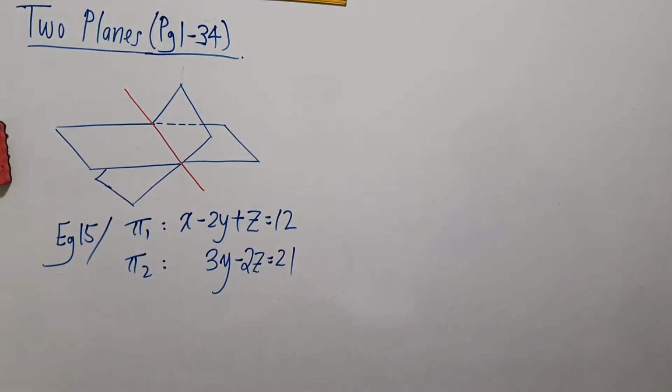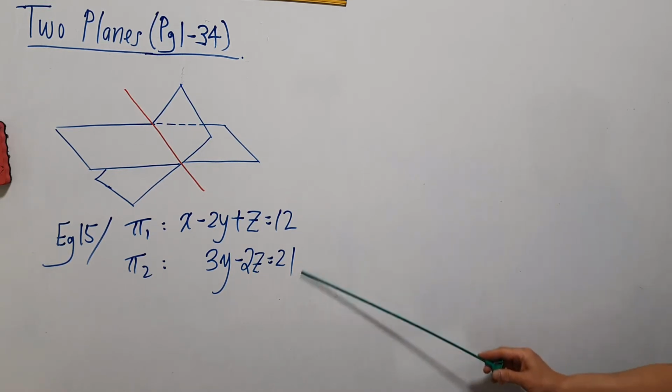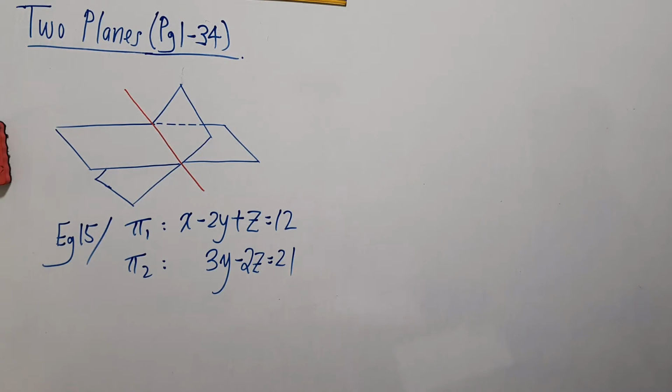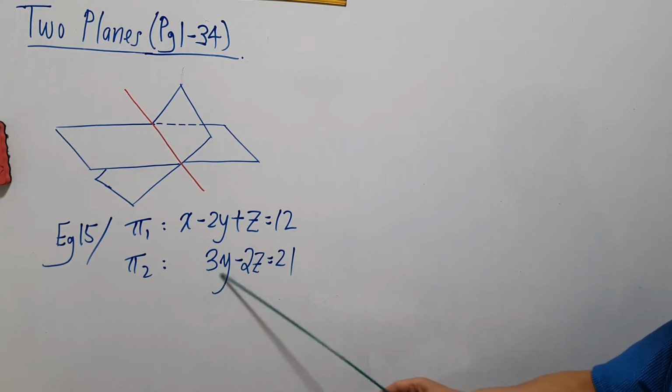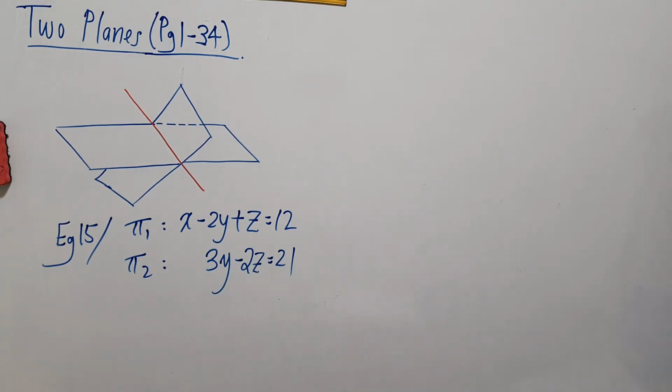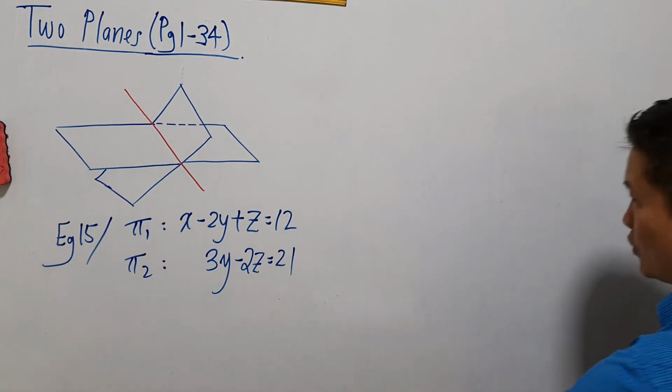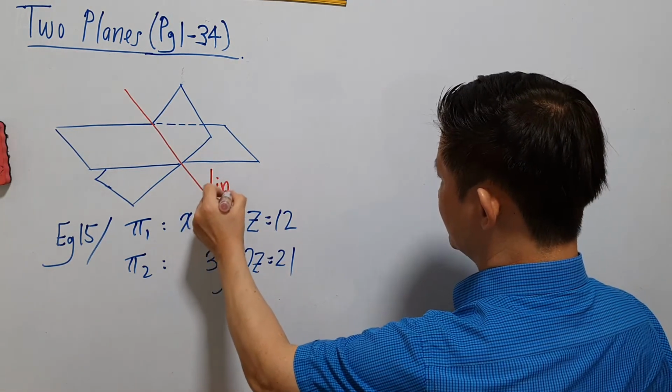Now, on page 134, we want to know that if you know two planes are non-parallel, these two planes are certainly non-parallel. Why are they non-parallel? Because the normal vector is 1, minus 2, 1, and the other normal vector is 0, 3, minus 2. And for sure, these two normal vectors are not parallel to each other, and hence the two planes are non-parallel. When two planes are non-parallel, they will surely meet. And when they meet, they will always meet along a line.